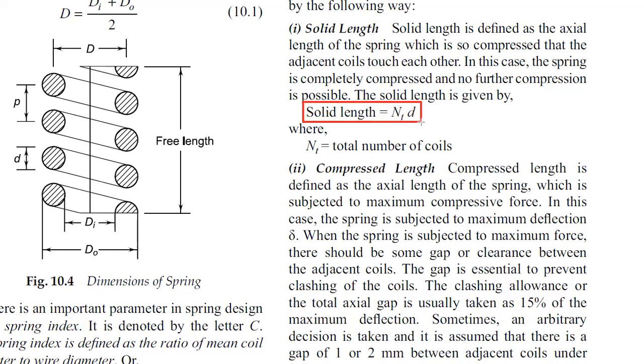Solid length is equal to nt into d, where nt is nothing but the total number of coils and small d is the wire diameter.